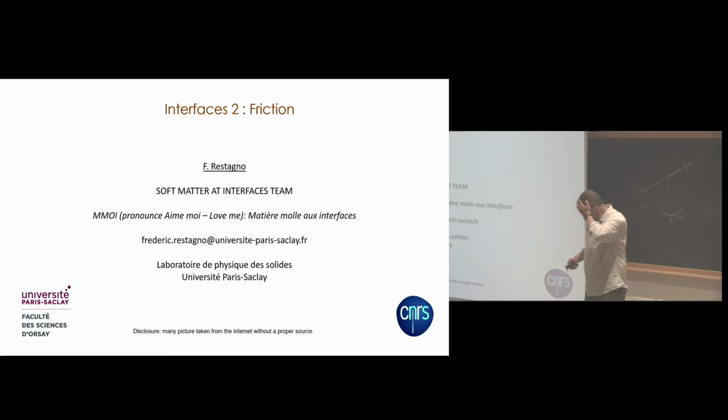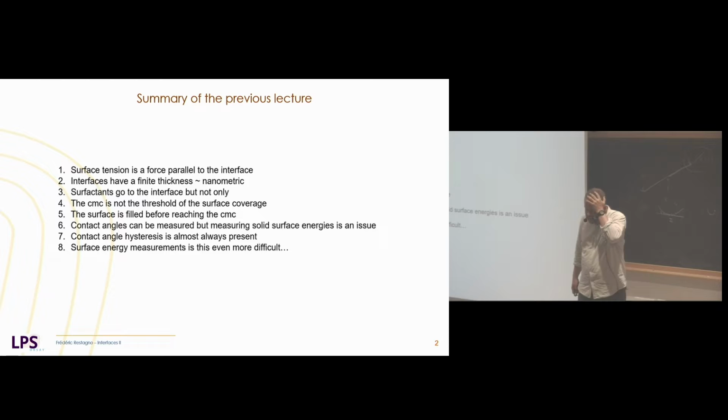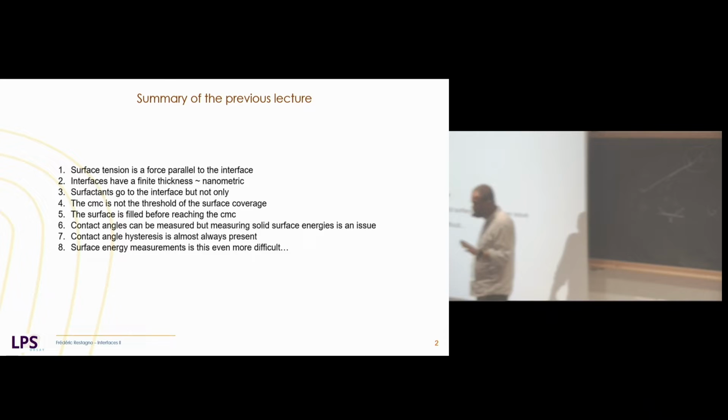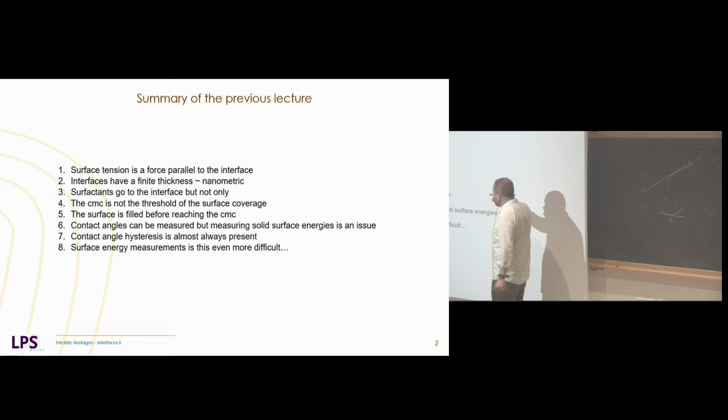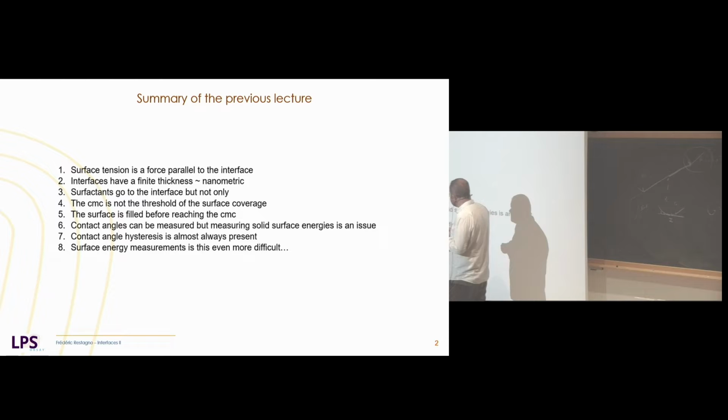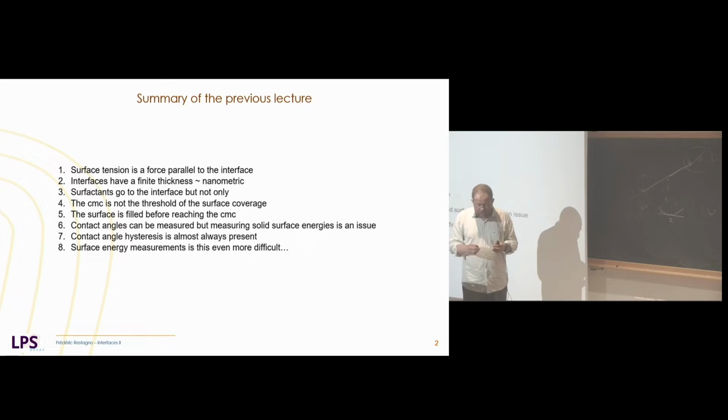So today, I just want to make a reminder of what we said last time, to be sure, although we will not insist on that, we will go to completely different things, but repeating is always a nice idea. First of all, surface tension is a force which is parallel to the interface, and we spent a lot of time discussing why, and the role of the density profile close to the interface. We discussed the fact that interfaces have a thickness, usually nanometric, but close to a critical point it can be huge, really thick. There have been systems with critical demixing where the interfaces had really low surface tension and really high thickness.